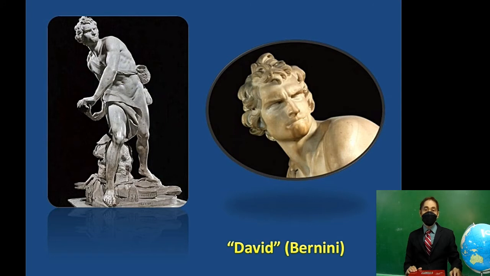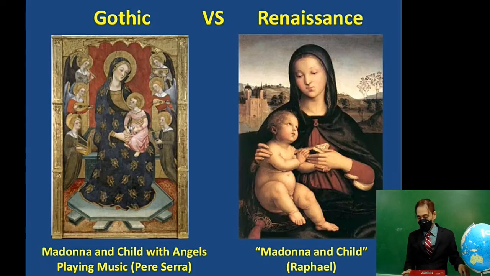The sculpture of David the Shepherd by Bernini. The Gothic versus Renaissance. See the difference in the painting, guys. The Renaissance painting is softer in tonal values and very realistic, while the Gothic looks seemingly like a flat painting, somewhat like a cartoon.